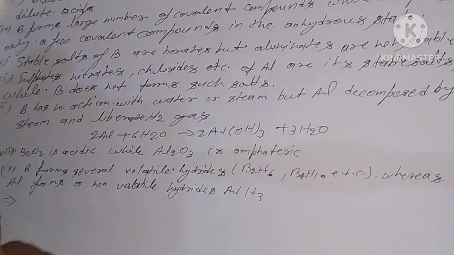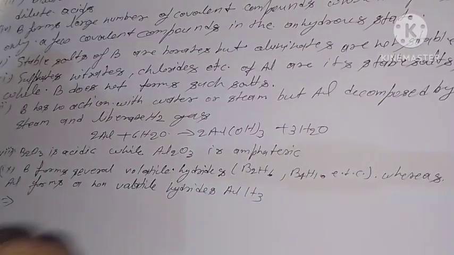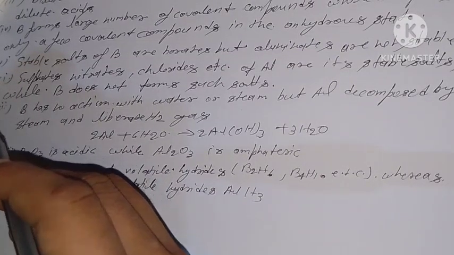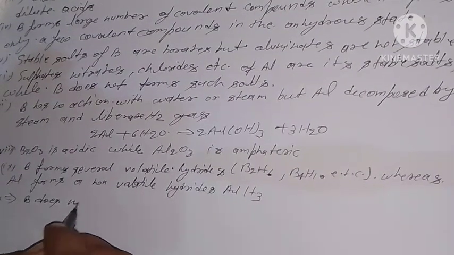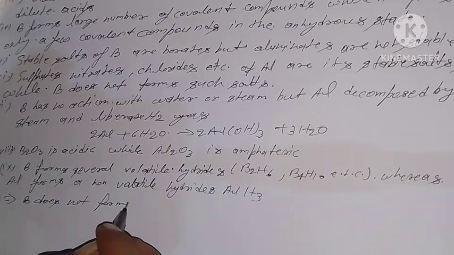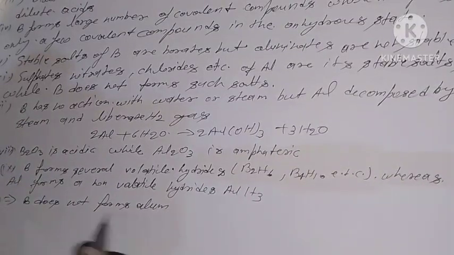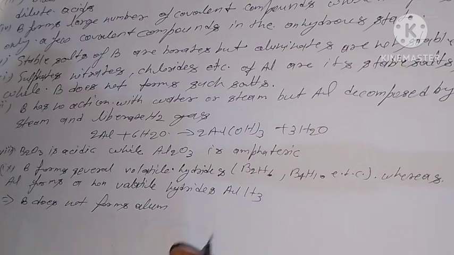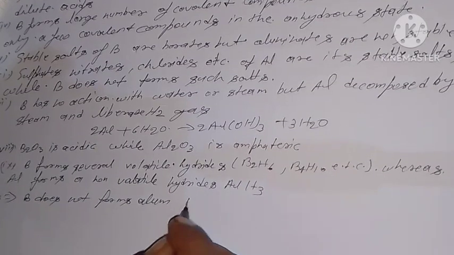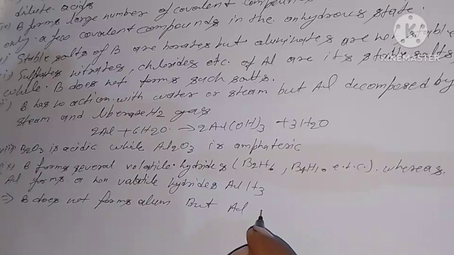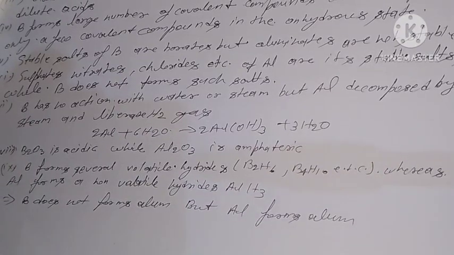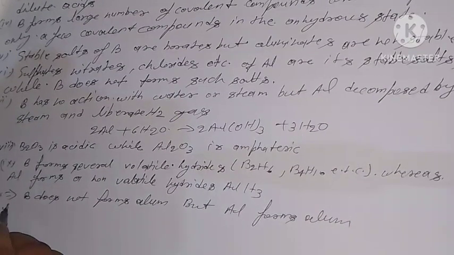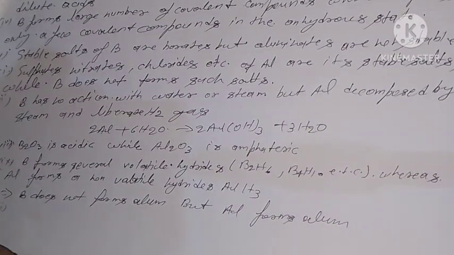Point 10. Boron does not form alum, but aluminium forms alum. Okay, alum.